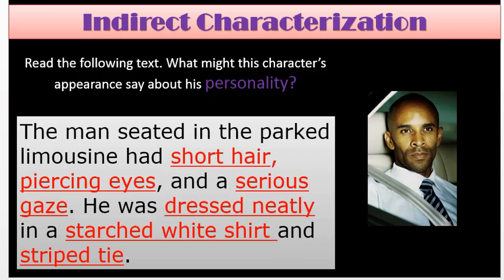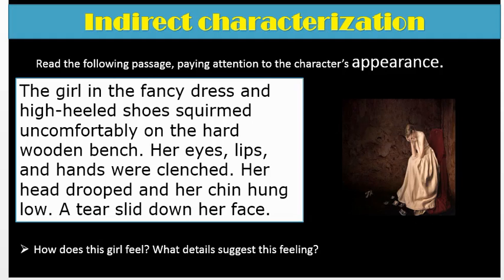Read the following text. What might this character's appearance say about his personality? The man seated in the parked limousine had short hair, piercing eyes, and a serious gaze. He was dressed neatly in a starched white shirt and striped tie. What inferences can you make about 1, where this character may or may not work, 2, what this character does for a living, 3, does this character pay attention to his or her dress in the morning? All of those clues are given to you in the description of the character. They're not directly stated, it's rather in the description of the character.